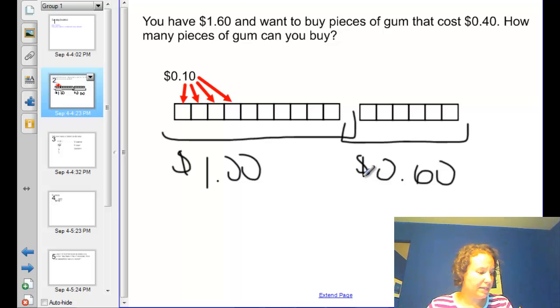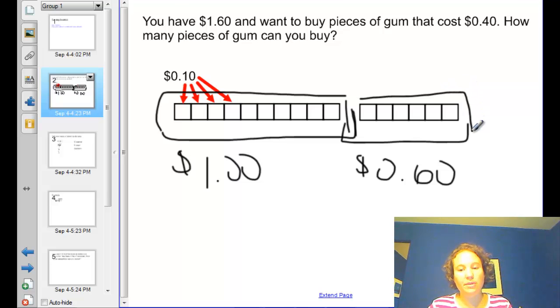The first block right here has been divided up into 10 pieces. So each one of those represents 1/10 of a dollar, or 10 cents. And the second part right here is also divided up into the same size pieces, so each one of those also represents 10 cents.